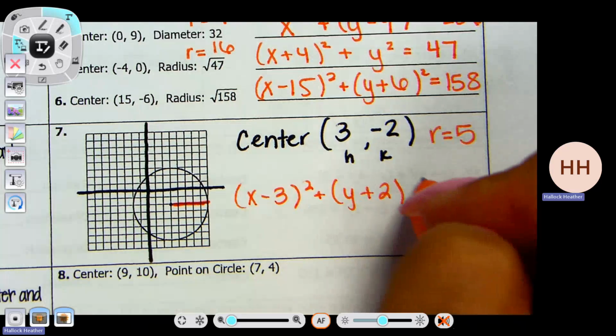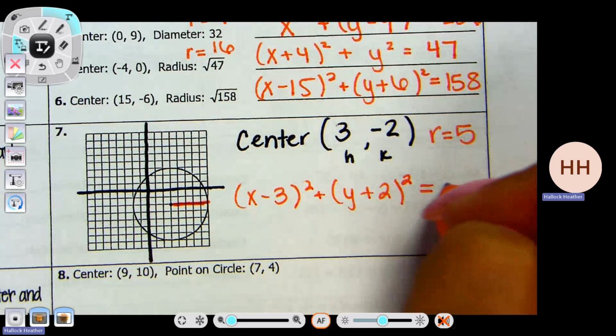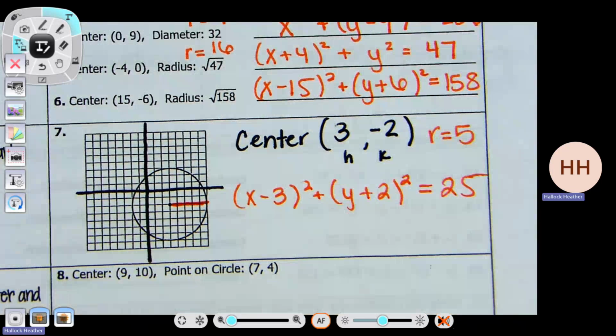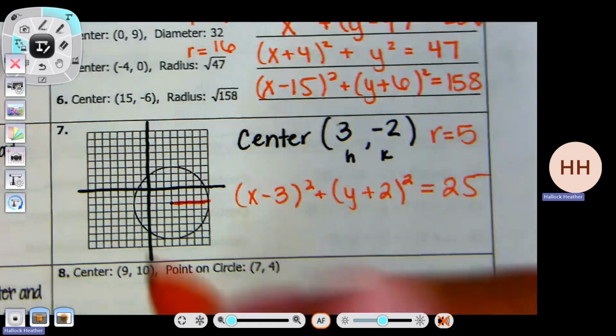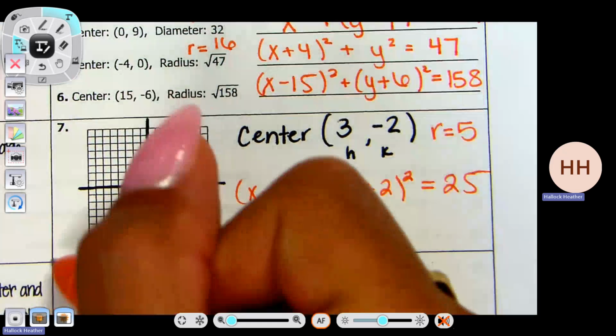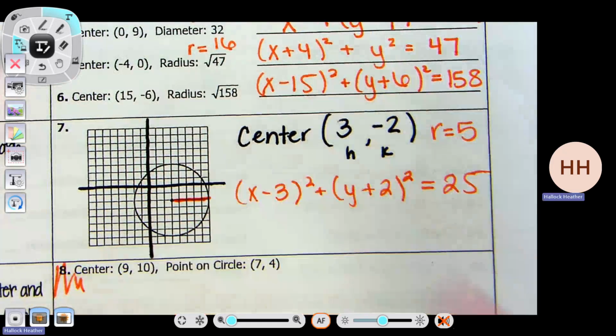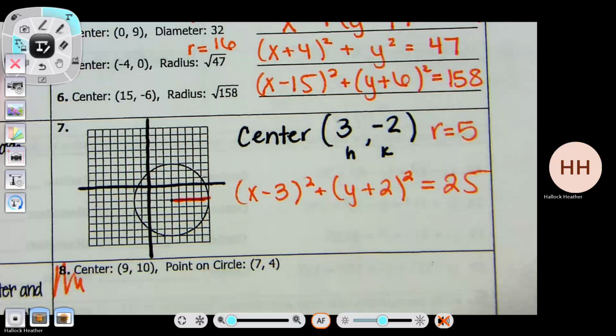So your x should say minus, your y should say plus. And in the end, you should have 25. How do we feel? This is great, right? We love this. Easy peasy. Okay, cross out 8, cross out 9. Cross out 10. Cross out 11.